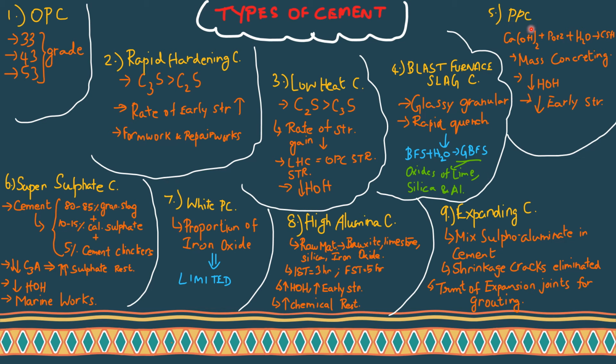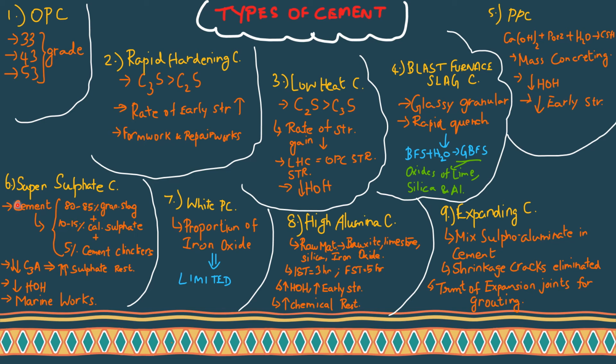The fifth is PPC. PPC is nothing but Portland pozzolana cement. Calcium oxide added with pozzolana plus water gives you the calcium silicate hydrate gel, which you call the CSH gel. It's majorly used for mass concreting. Here the heat of hydration is low and the early strength is also low.